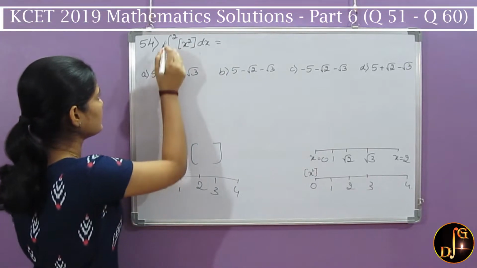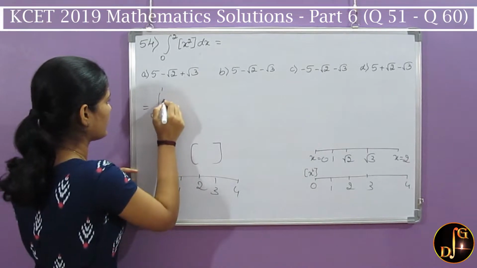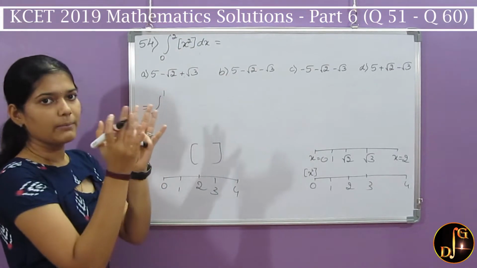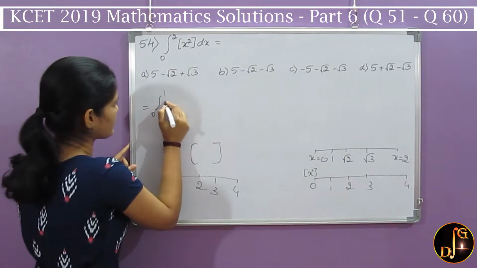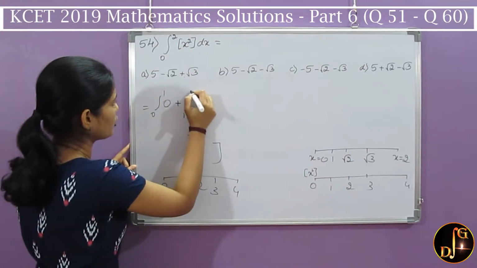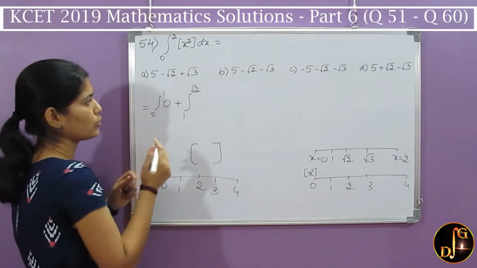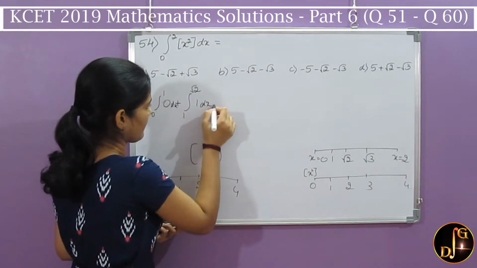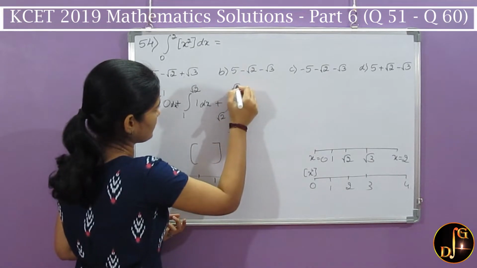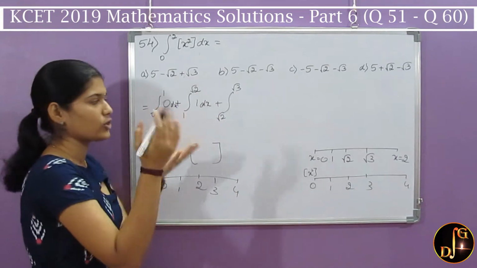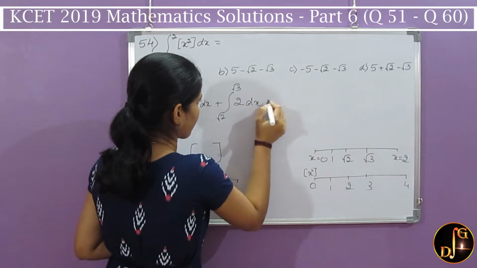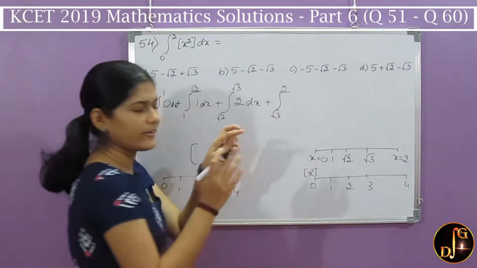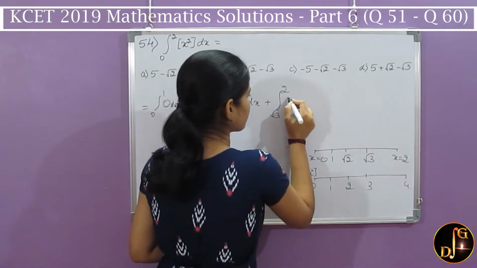Let's find that. This function can be written as 0 to 1. What is the value of the greatest integer function of x square from 0 to 1? That means we will get the numbers in between 0 to 1. So the greatest integer function is 0, plus 1 to root 2. What is the value for 1 to root 2? It is less than 2. That means we will get 1 here. Plus root 2 to root 3. The values are in between 2 to 3. So the greatest integer function is 2. Plus, if we apply root 3 to 2, then it will be between 3 to 4, right? So the greatest integer function is 3.